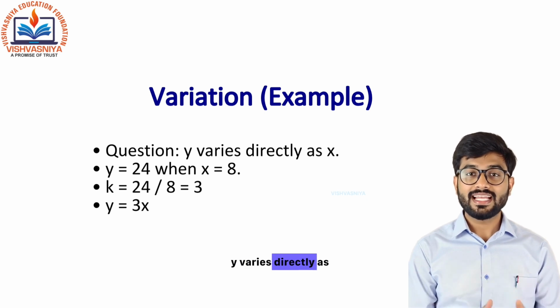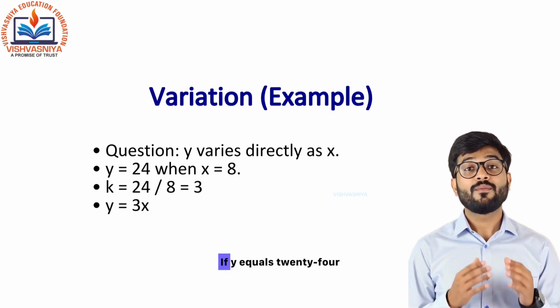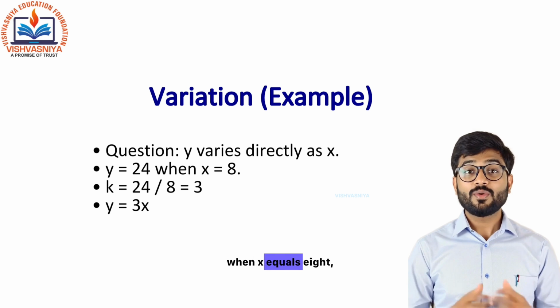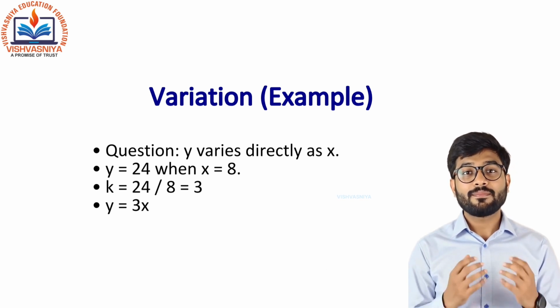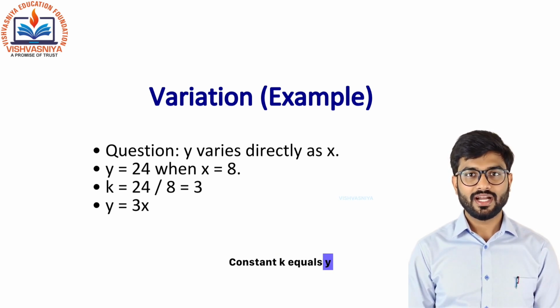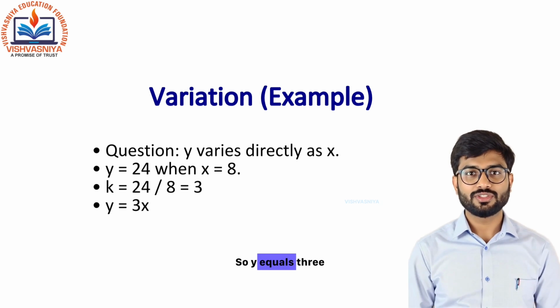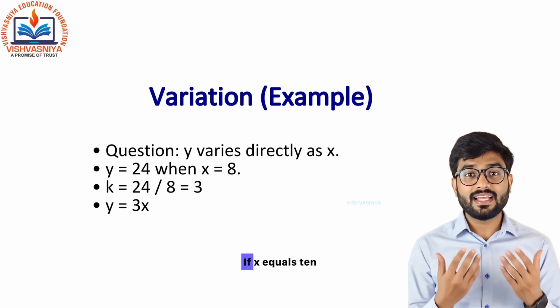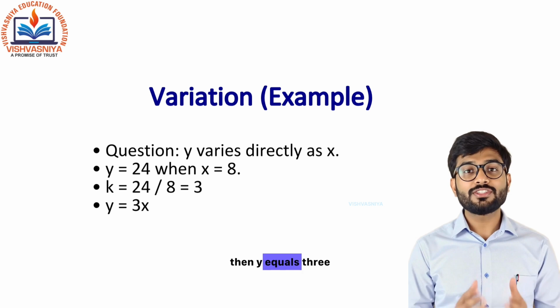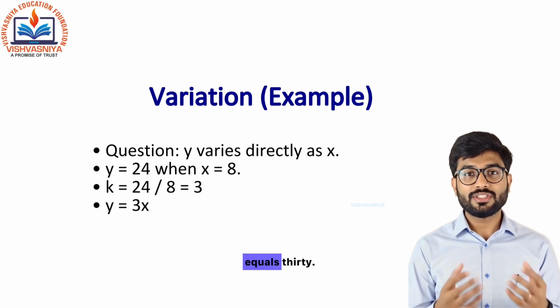y varies directly as x. If y equals 24 when x equals 8, find the relation. Constant k equals y divided by x equals 24 divided by 8 equals 3. So y equals 3x. If x equals 10 then y equals 3 multiplied by 10 which equals 30.